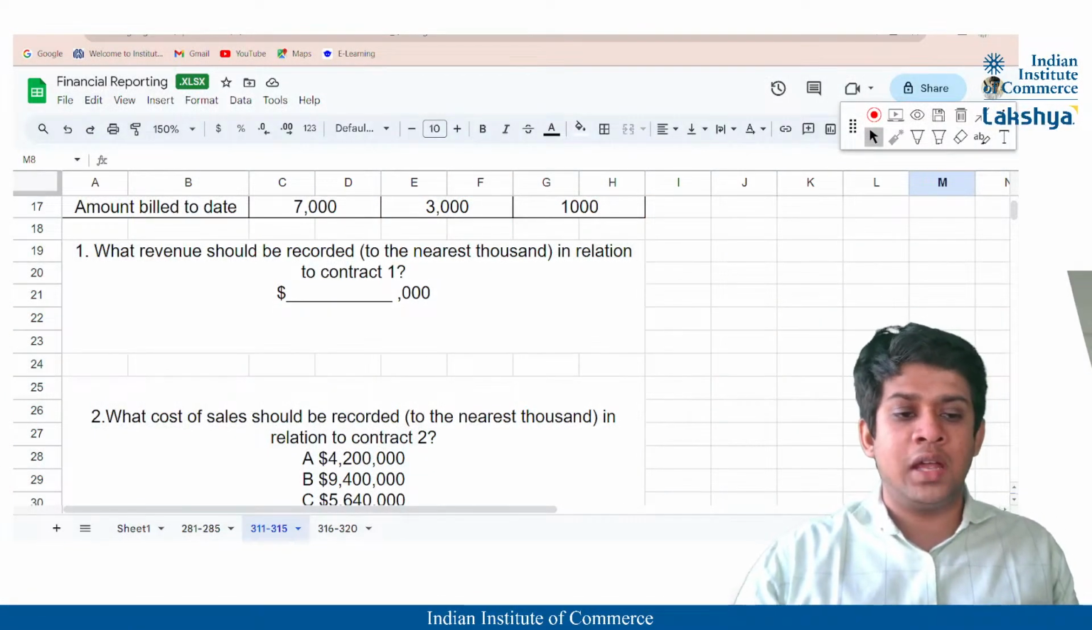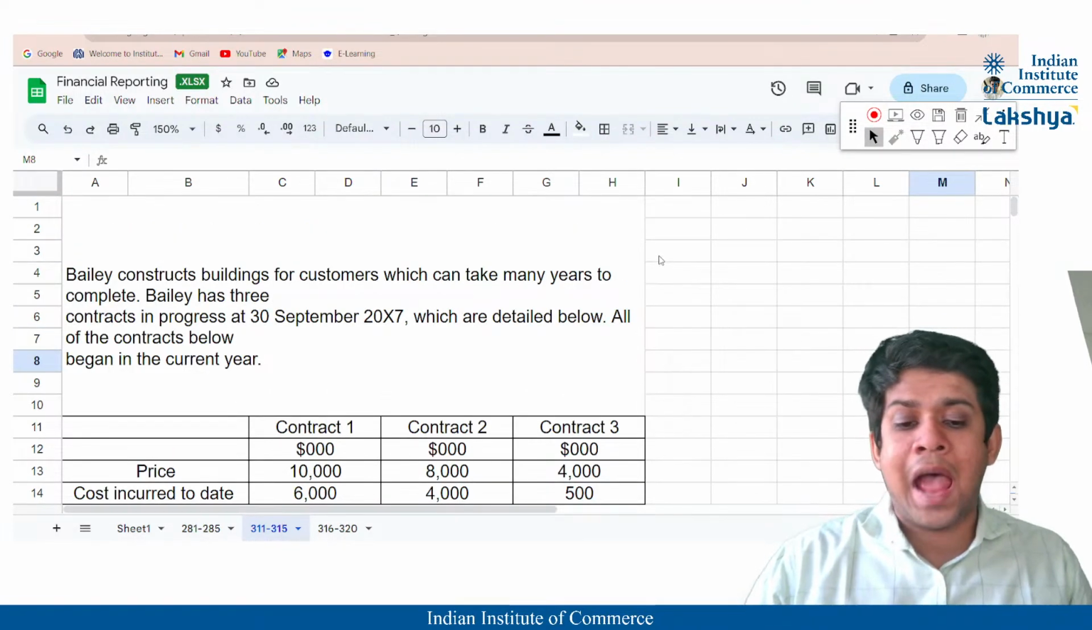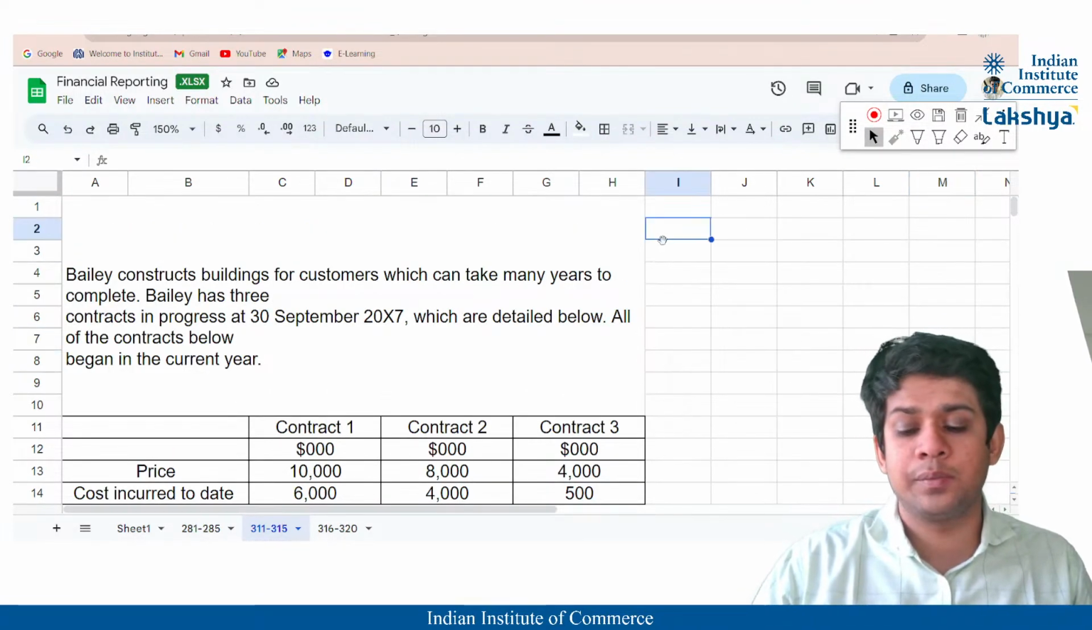Okay, guys, I hope we are back from the break. Now let us solve the last two sums of revenue and get done with the section B questions.